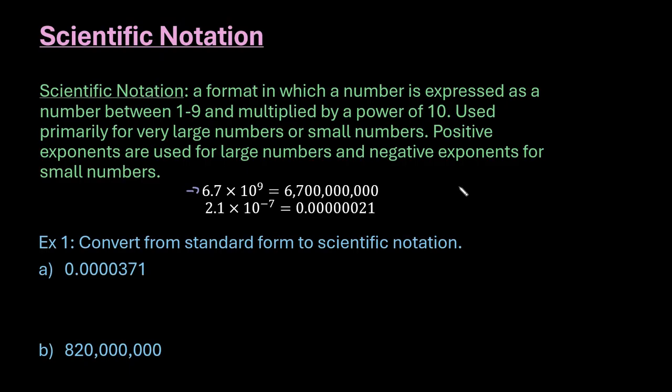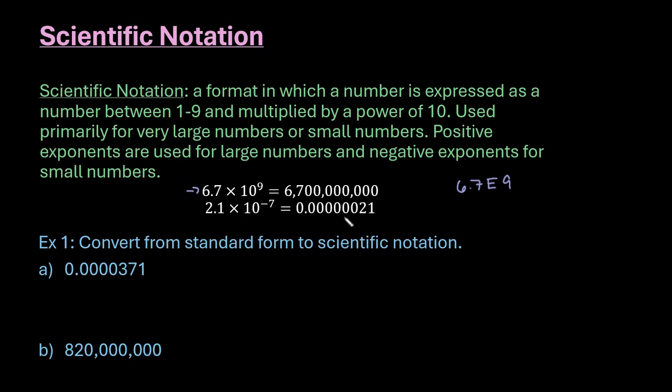I know that some calculators will use 6.7 with an E9. So if you are using a Texas Instruments calculator, a lot of times they will express scientific notation in this format. So if you see that in your calculator, that's what it means. It's the same thing as 6.7 times 10 to the 9th.